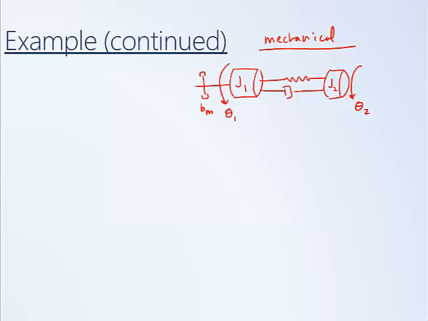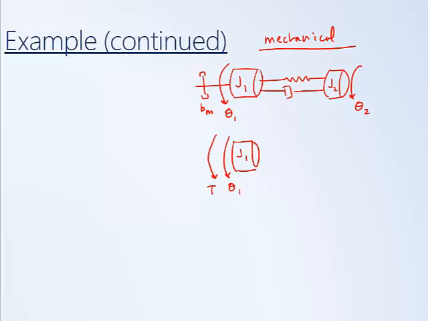So in order to model this system, we can draw the free body diagram for each of the 2 inertias. We'll have inertia 1, J sub 1, where theta sub 1 is positive in that direction. The torque that's generated by the motor that's applied to the rotor we'll presume is positive in the direction of positive theta 1.